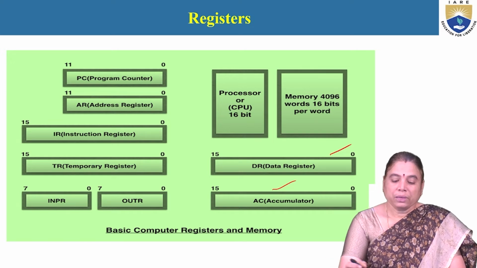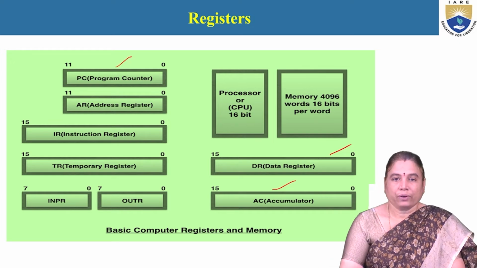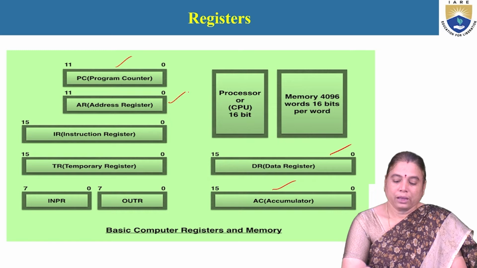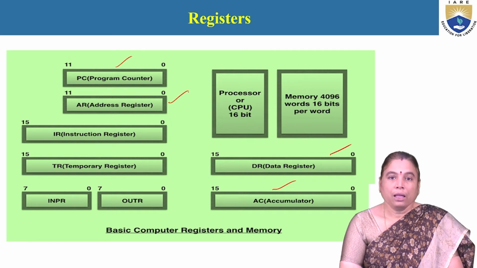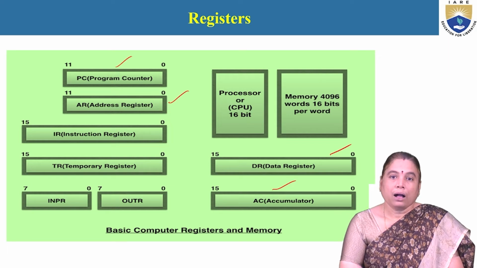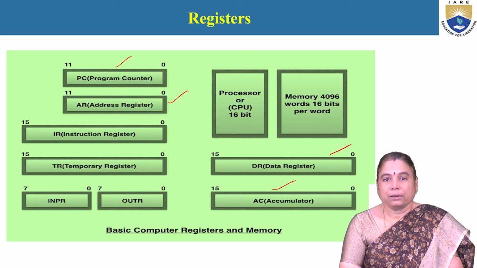Next one is PC, program counter, which is of 12-bit storage capacity. The PC can store the address of the next instruction that is to be executed by the CPU. Next, AR, address register. The address register holds the address of the memory location where the write operation can take place or from which the content can be fetched.